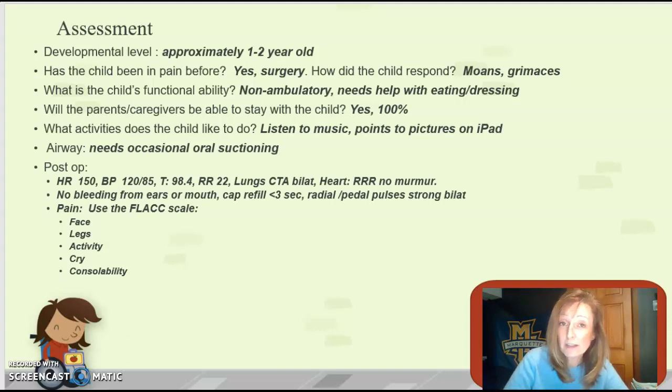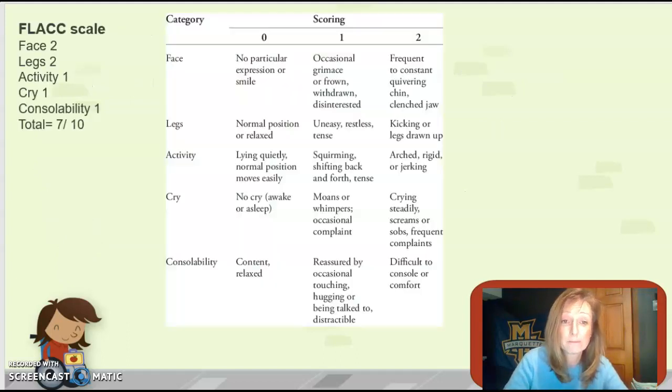How are we going to assess this child's pain? Are we just going to wait till they moan? No, we are going to use the FLACC scale, which stands for face, legs, activity, cry, and consolability. So when we are assessing this child, we're looking at their face, and the child is frequently having a clenched jaw, so we rate this as a 2. The child's legs are drawn up and they have a rigid posture. That gets a 2.